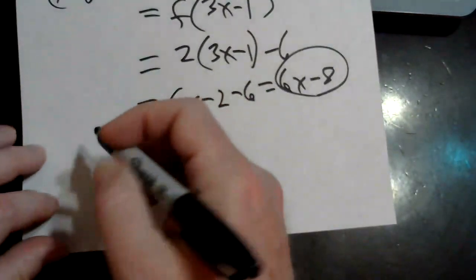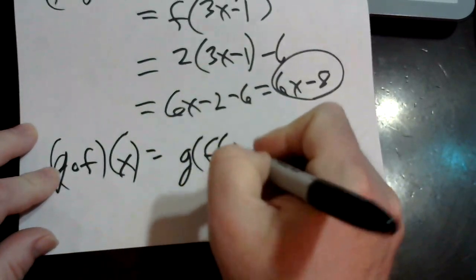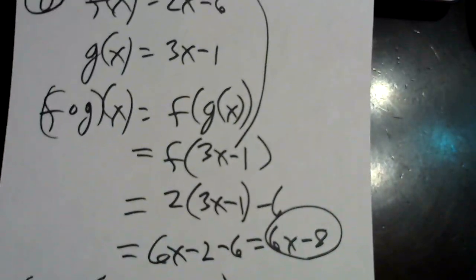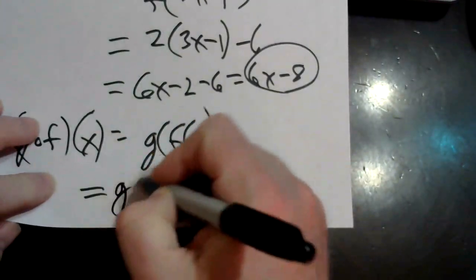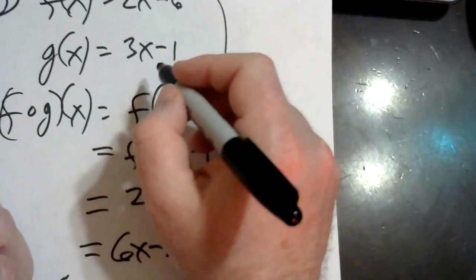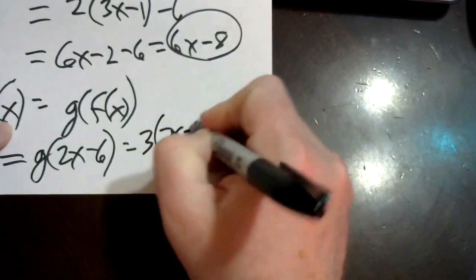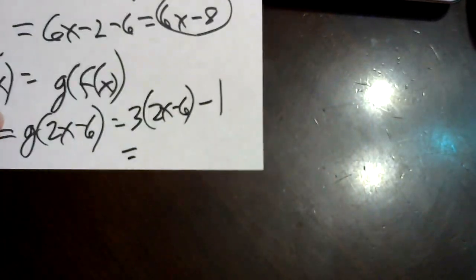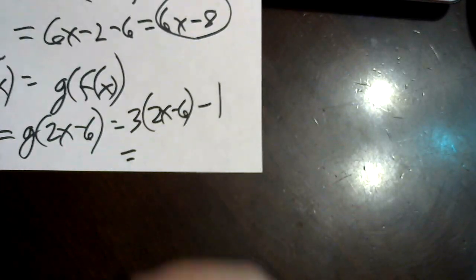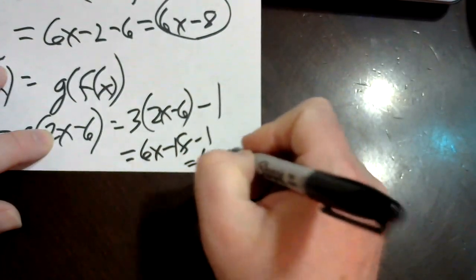So let's go in the other direction now. G of f of x. So once again, work on the function on the right first. And the f is 2x minus 6. So now we'll pick that up and plug it into the g function right there. So instead of writing 3x minus 1, I'm going to write 2x minus 6 minus 1. So that looks like 6x minus 18 minus 1. That's 6x minus 19.